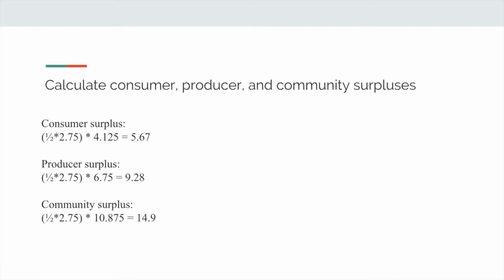To calculate the consumer surplus, we need to take half times 2.75 times 4.125, which gives us 5.67, which is the consumer surplus. For the producer surplus, we again take half times 2.75 times 6.75, which is 9.28, and that is the producer surplus. Community surplus is again a half times 2.75 times 10.875, which gives us 14.9.